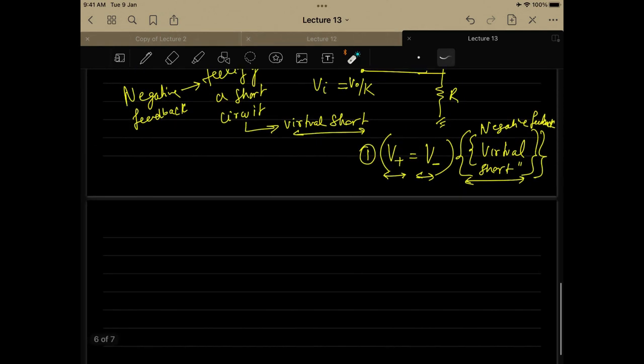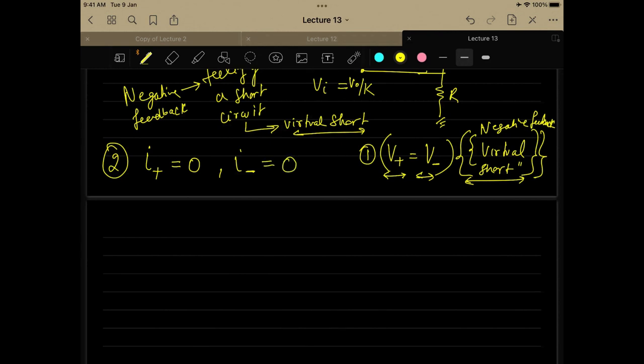The second thing which you already know is that the current flowing into the plus terminal is equal to zero, and the current entering into the negative terminal is also equal to zero. This I have explained also. So this is the first point that you have to keep in mind. This is the second point that you have to keep in mind. And the third point that you have to keep in mind is that you should not apply KCL at the output node.